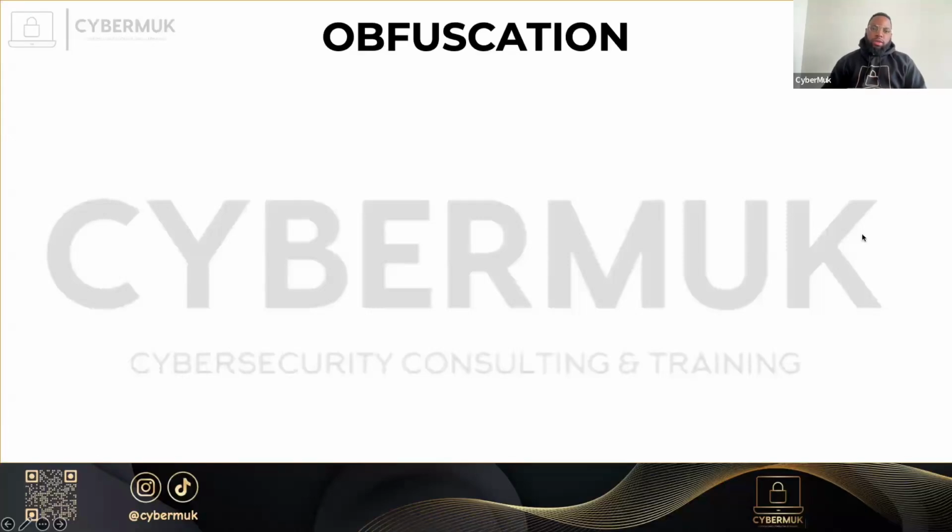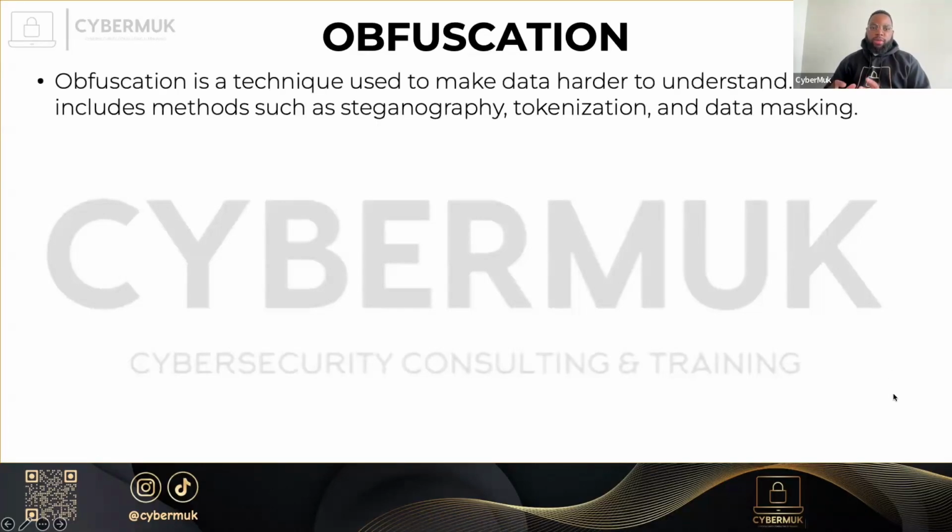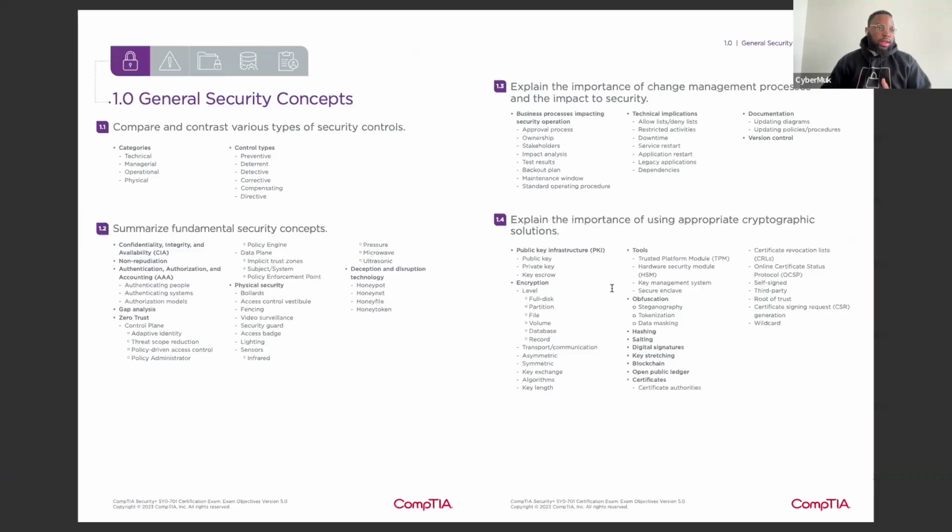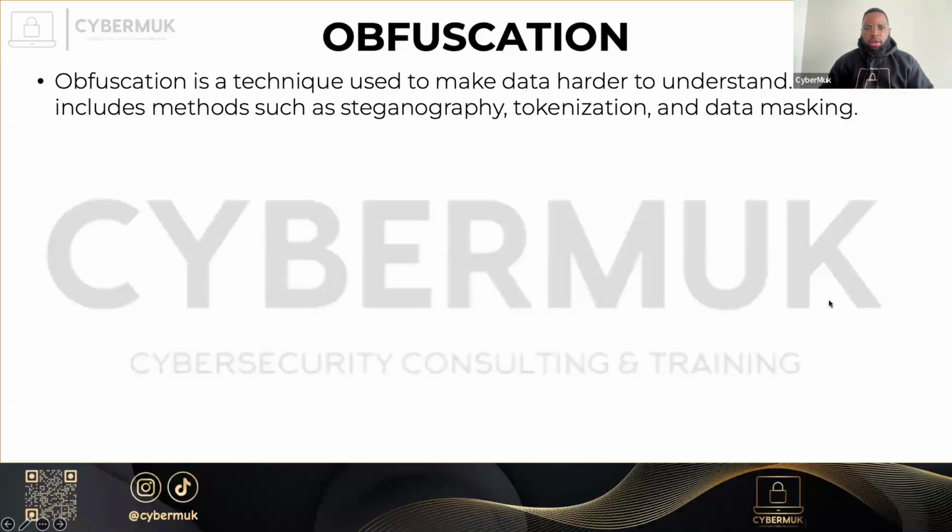What is obfuscation? Obfuscation falls under cryptography, and this is a technique to make data harder to understand. So there are three different methods for obfuscation. You have steganography, tokenization, and data masking. So as per CompTIA, we will cover these three topics: data masking, steganography, and tokenization.